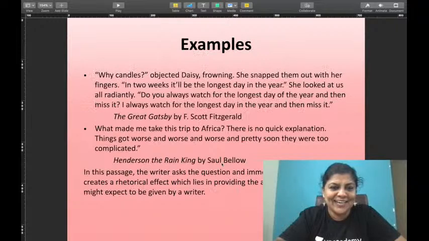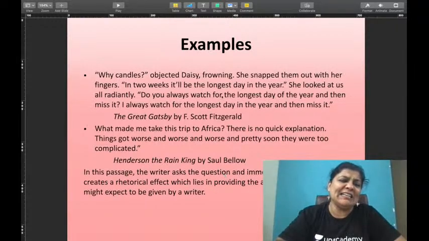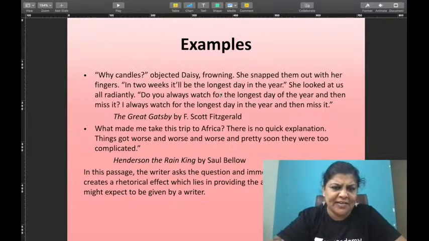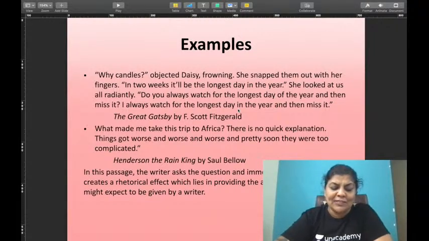Correct, Krishna. Why candles? Objected Daisy, frowning. She snapped them out with her fingers. In 2 weeks, it'll be the longest day in the year. Do you always watch for the longest day of the year and then miss it? I always watch for the longest day in the year and then miss it. She is replying. She's asking the question, replying. This creates a rhetorical effect. What matters is not the answer.